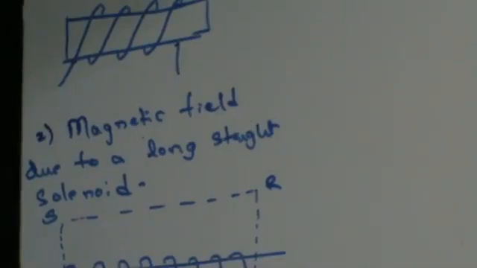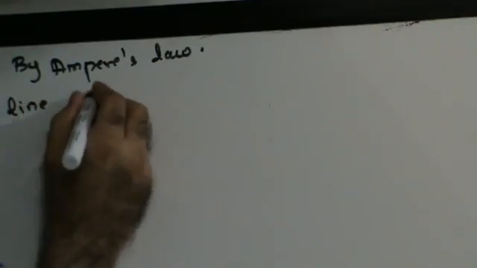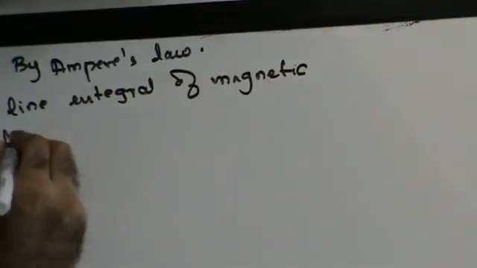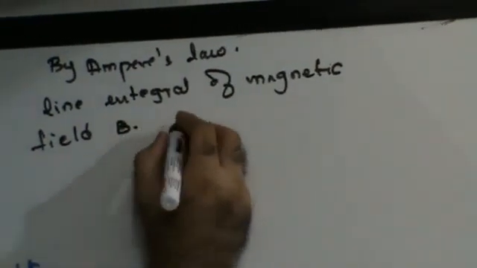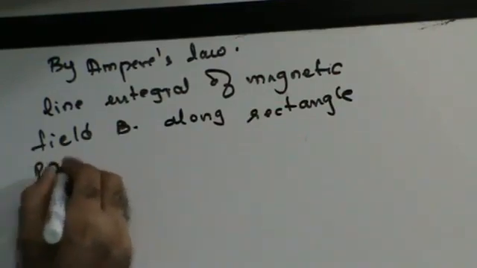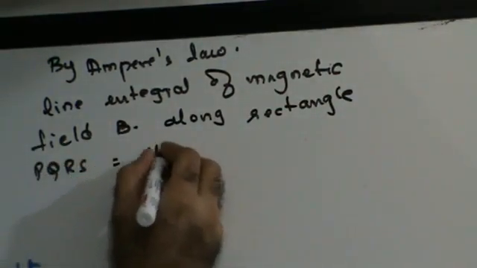Now, if I apply Ampere's law to this, you can say by Ampere's law, if I apply Ampere's law to this, then what we get is that the line integral of the magnetic field B along rectangle PQRS should be equal to mu 0 times the current.